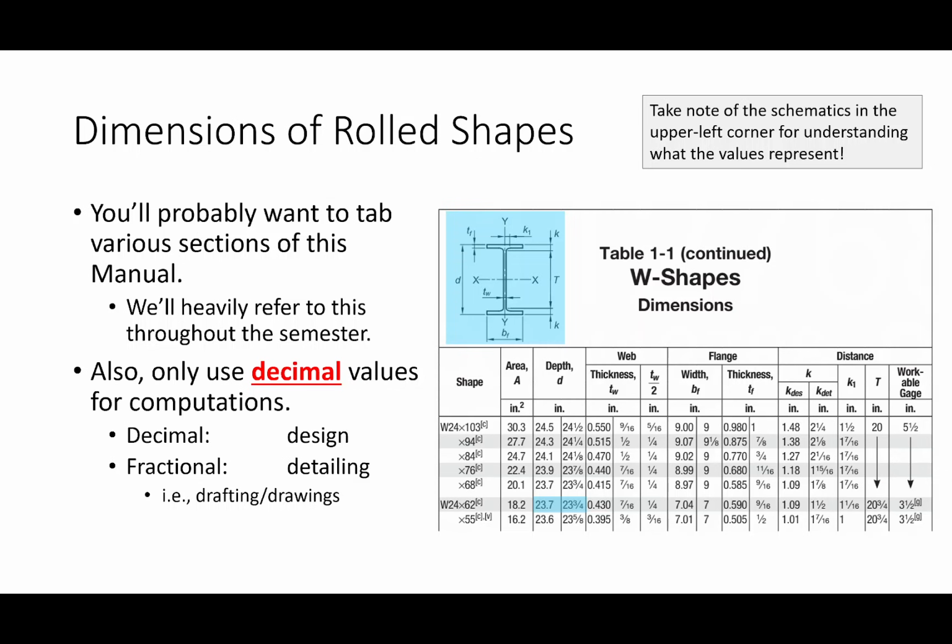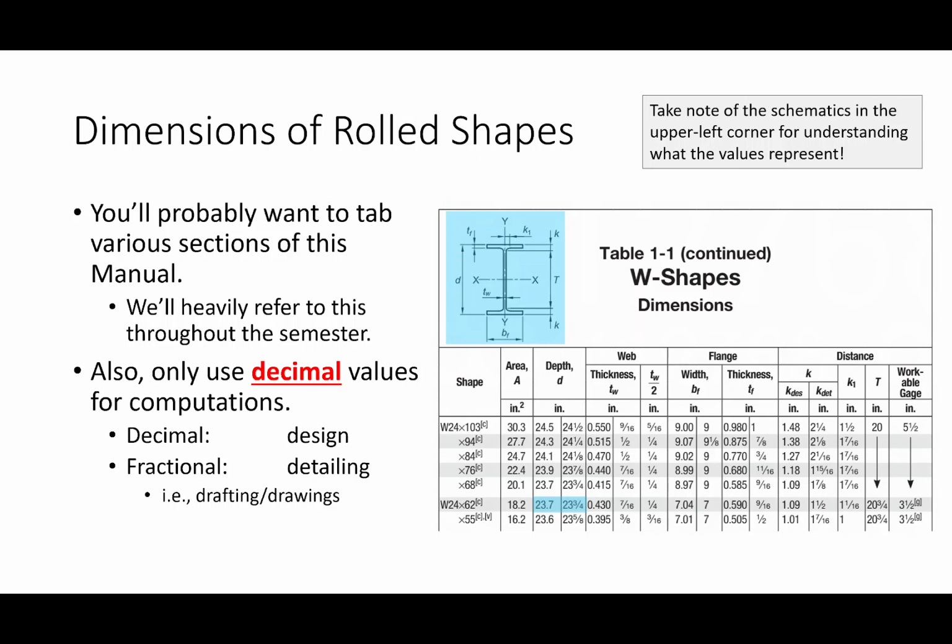Now, where am I getting that? I'm getting that from right here, okay? So if you look at each rolled section table, there is an associated schematic that will tell you what all of these values mean. So for example, what dimension is T sub W? Well, it's the thickness right here. It's the thickness of the web, okay? So it will tell you what that is.